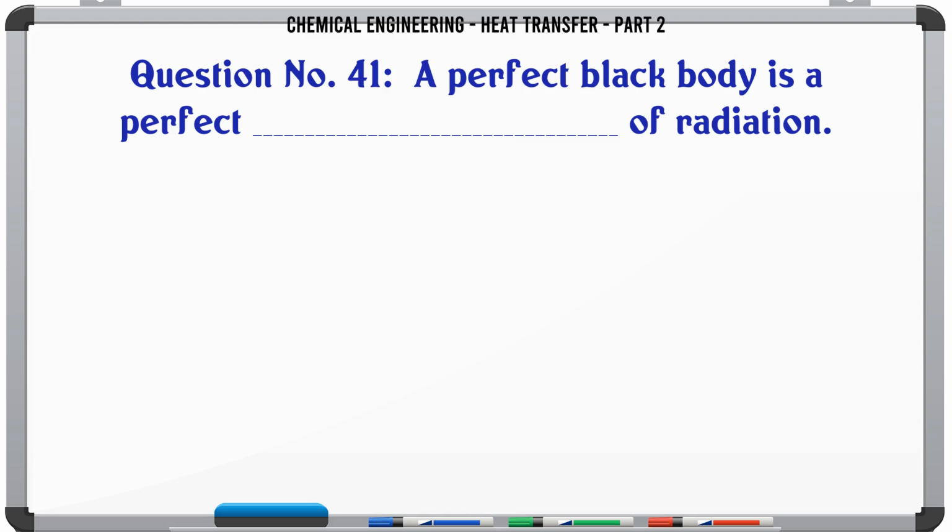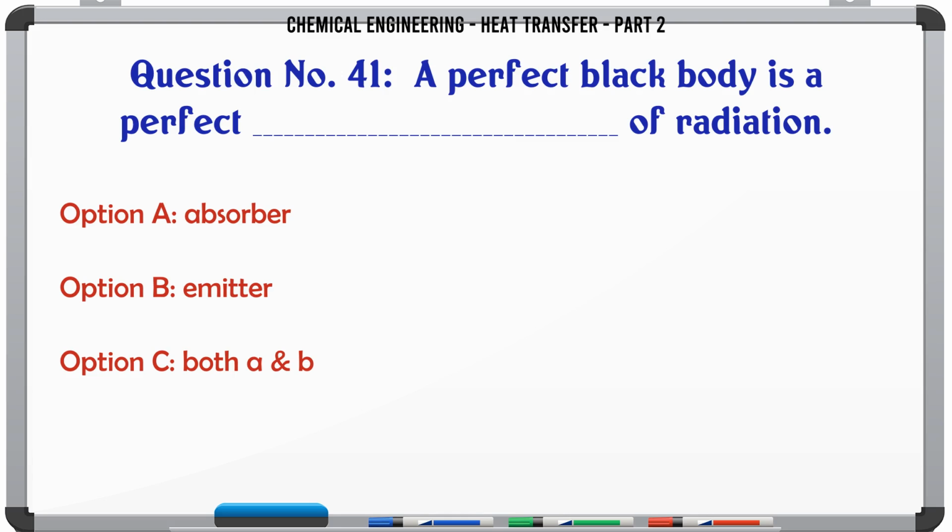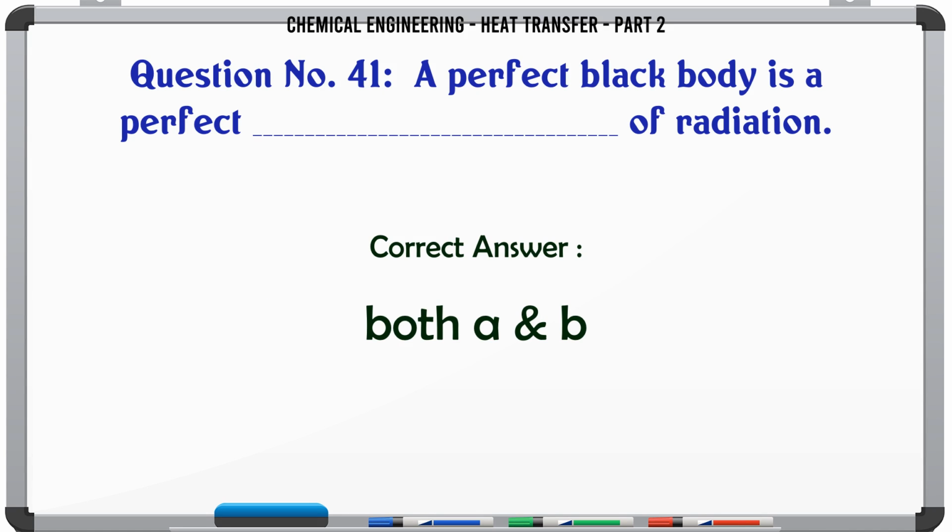A perfect black body is a perfect what of radiation? A. Absorber, B. Emitter, C. Both A and B, D. Neither A nor B. The correct answer is both A and B.